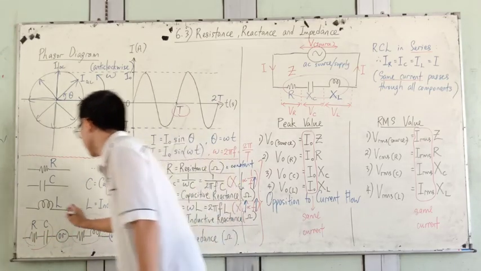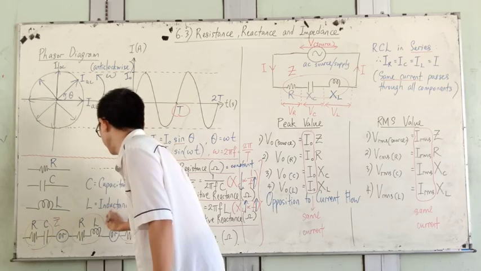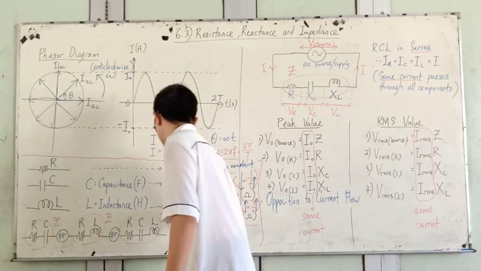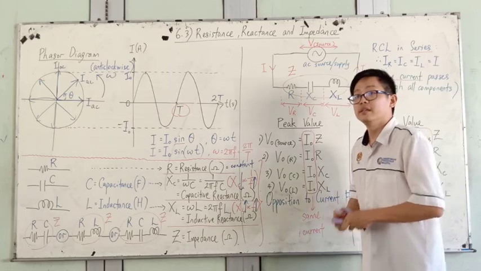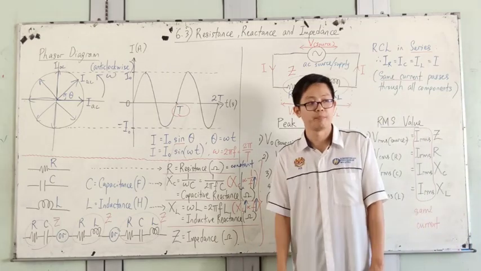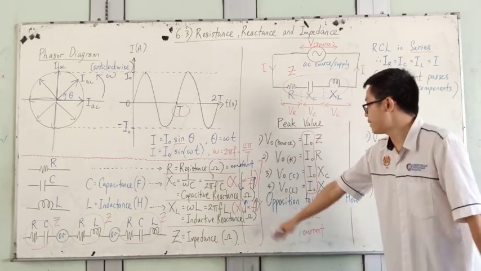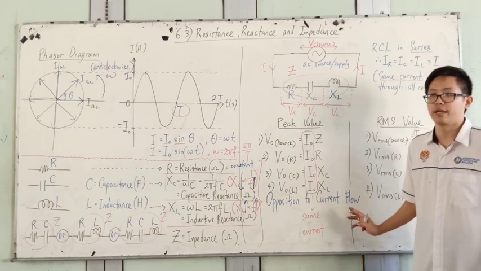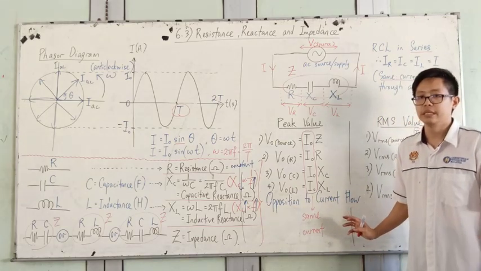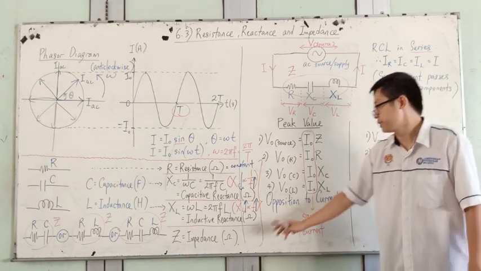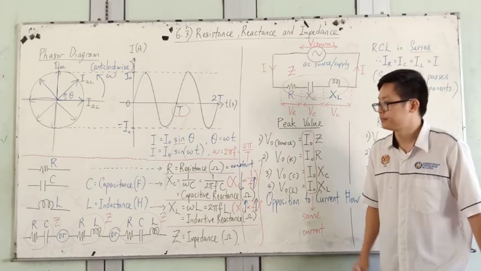Total resistance of them is called the impedance. Okay? Unit is ohm. All of them are opposition to current flow. They oppose the current. When impedance increases, current decreases.